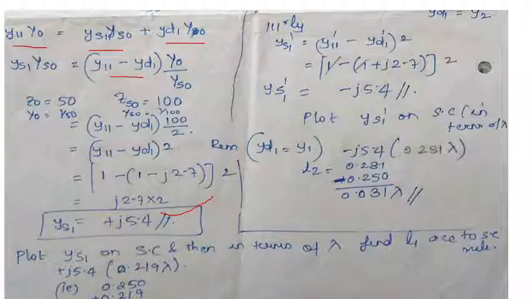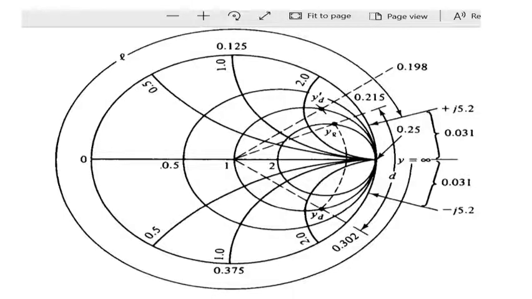You just have to plot the ys1 on the Smith chart in terms of lambda, whatever answer you get. Then according to the short circuit rule, when this value is less than 0.25 lambda, you just have to add 0.25 lambda to it and get the values. Now we will directly start how we have done it in the Smith chart.